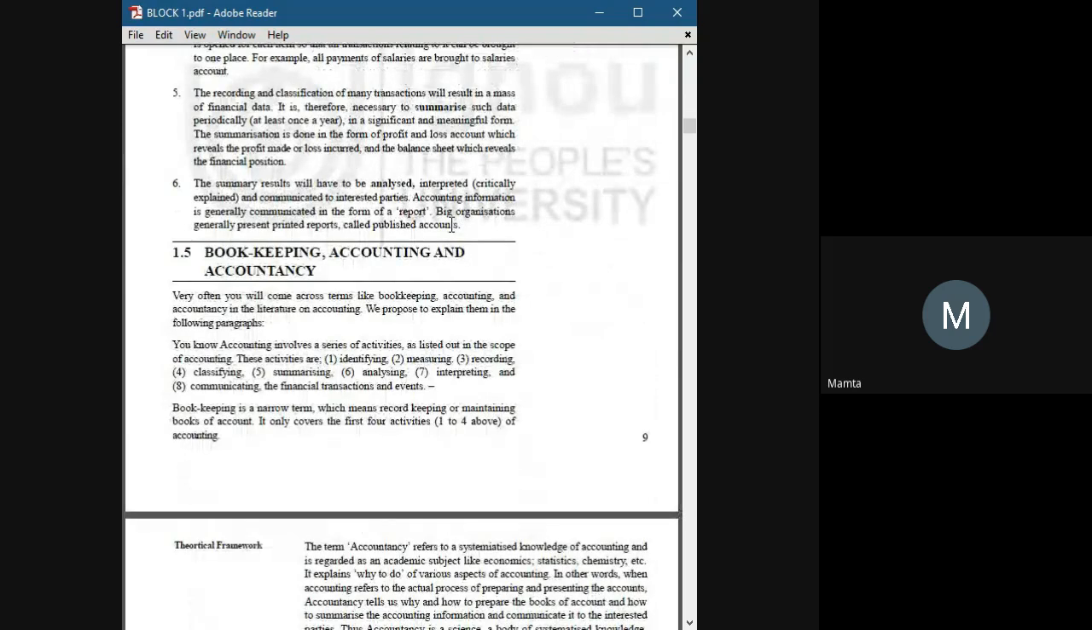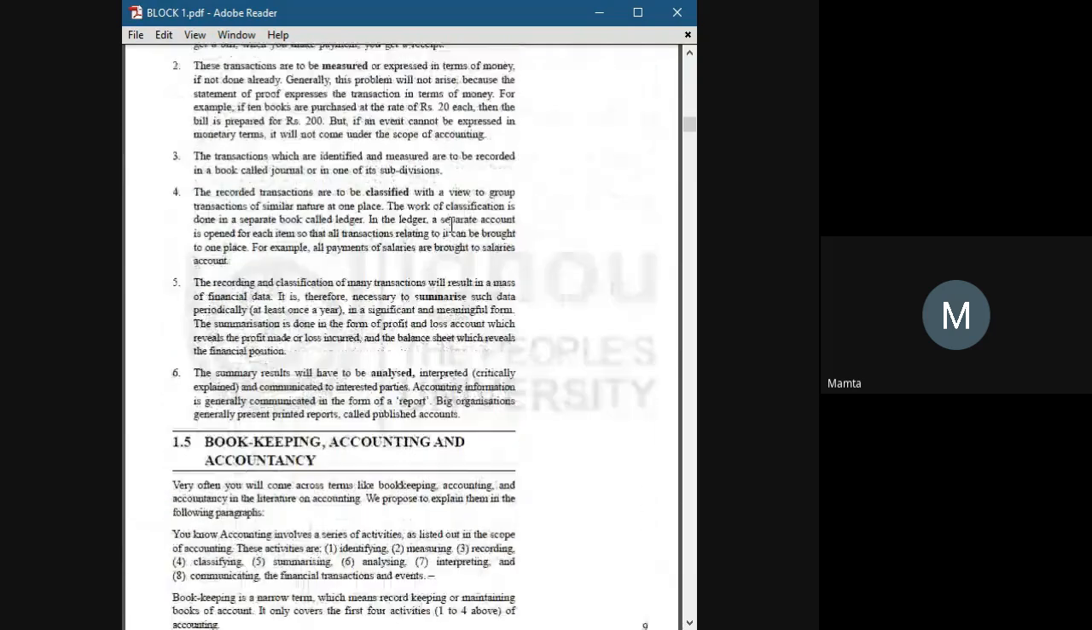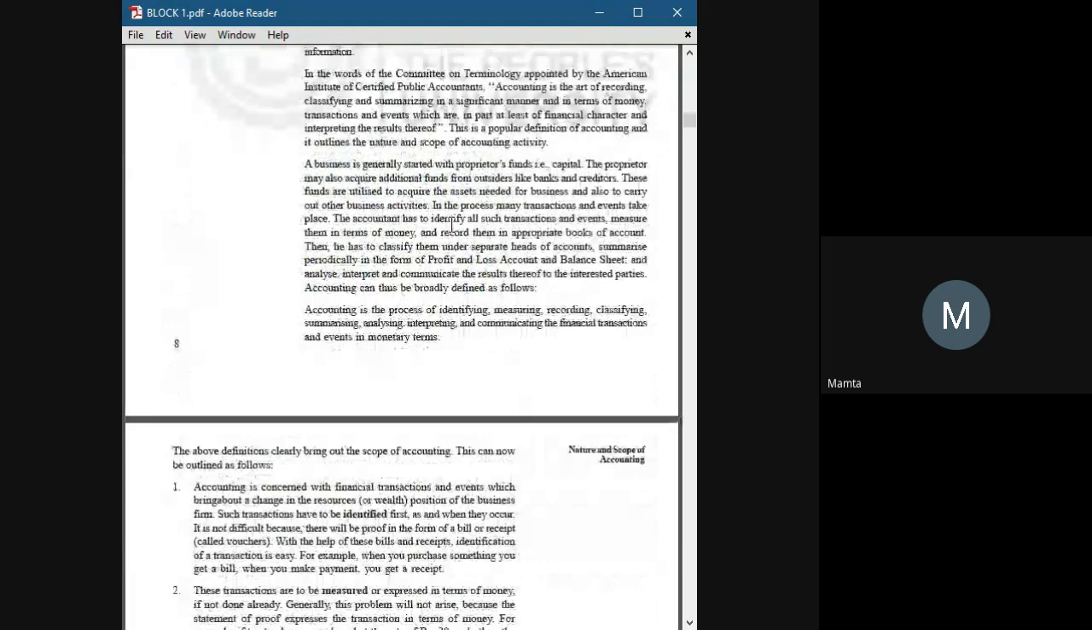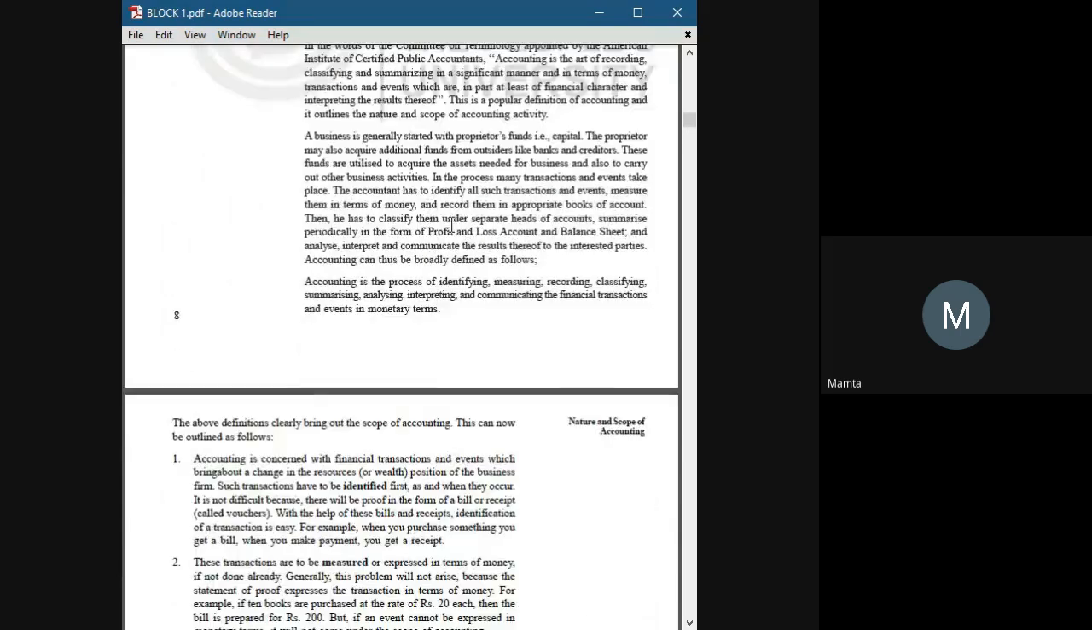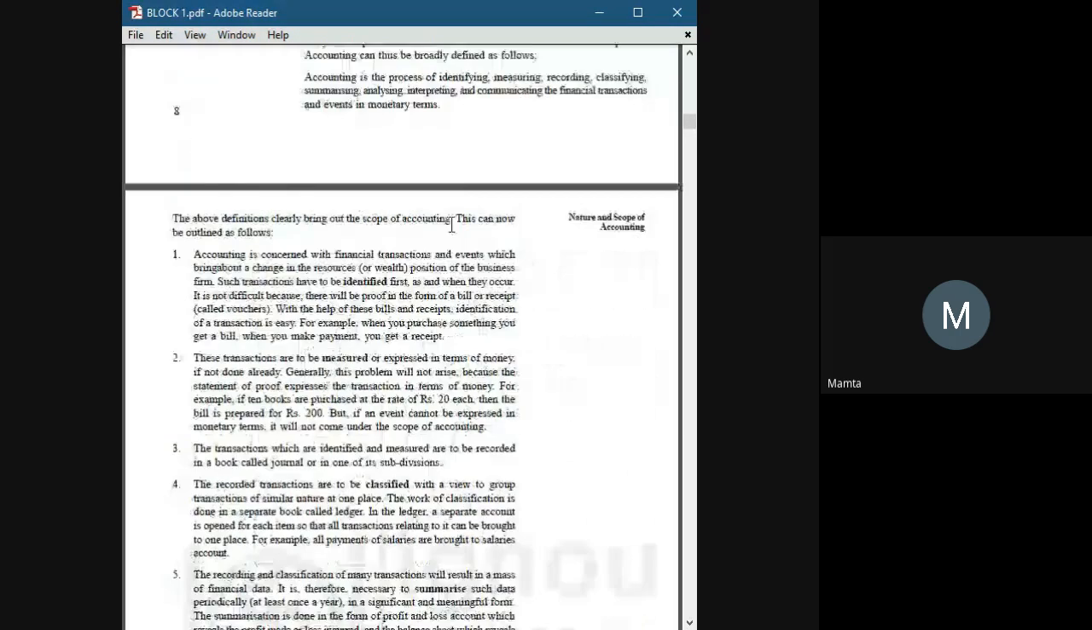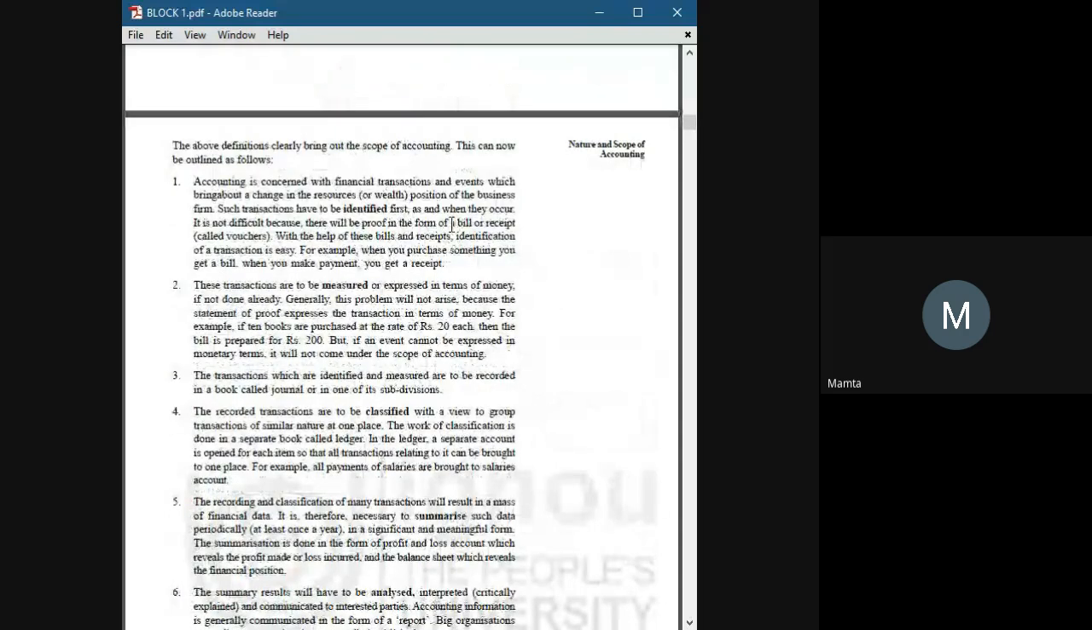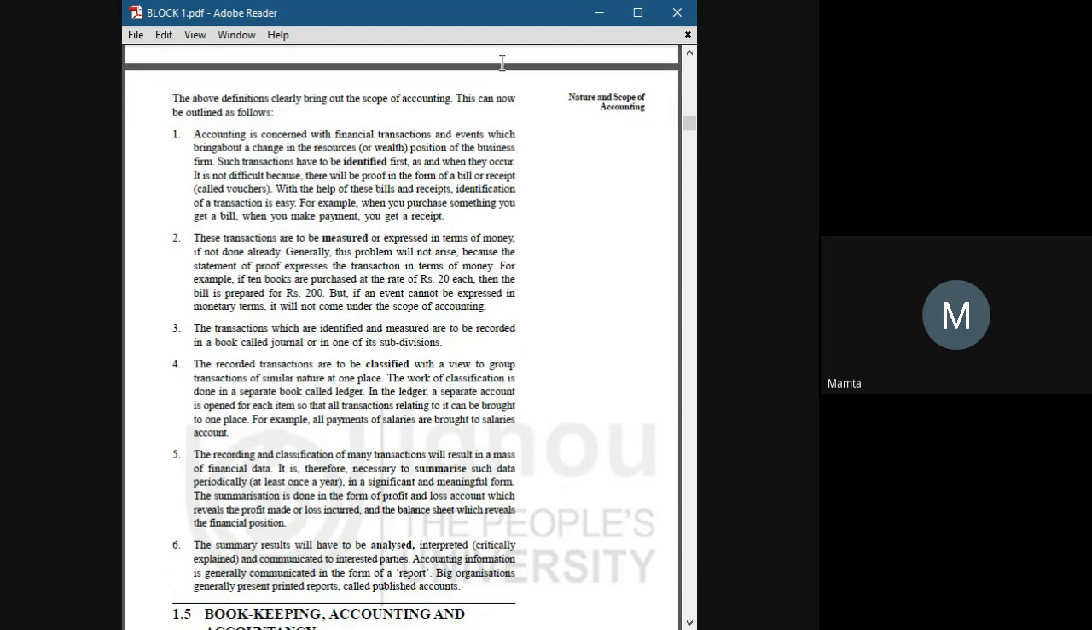Now moving to the next point, the definition we were just doing. Identifying, as we discussed earlier, that accounting is the art of recording, classifying and summarizing of data. Now we will discuss this identification. So the first step of accounting is identification.